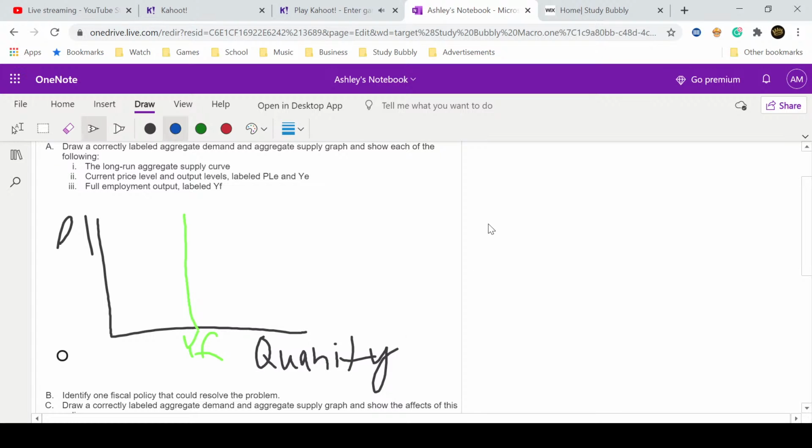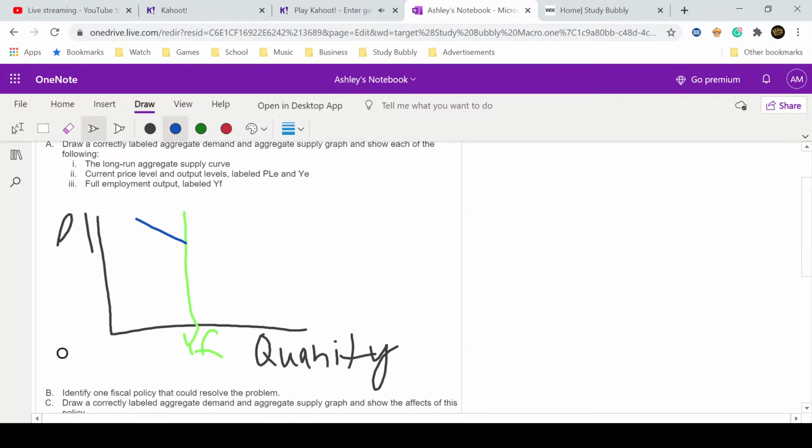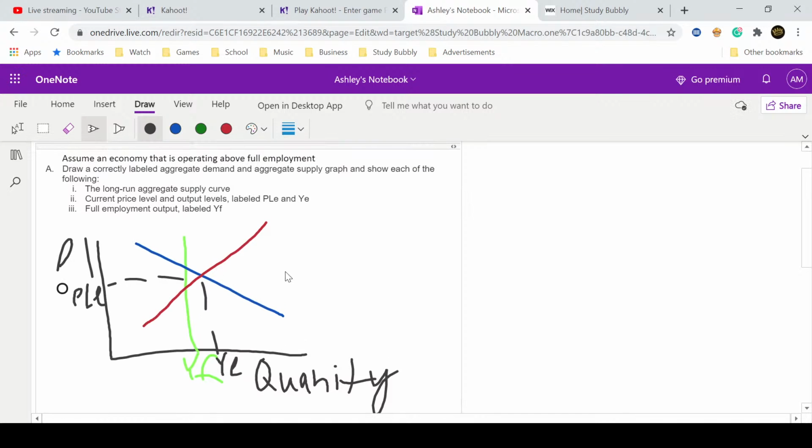There's quantity and then here's price level. So what you always want to do first is show the full employment, which will just be in the middle. Then because it's above full employment, you're in an inflationary gap, so it'll be on the right. It says to label the current output, what it is right now. So this would be YE, PLE. So it's above what it would normally be because it's operating above full employment. And that's kind of how you label that.